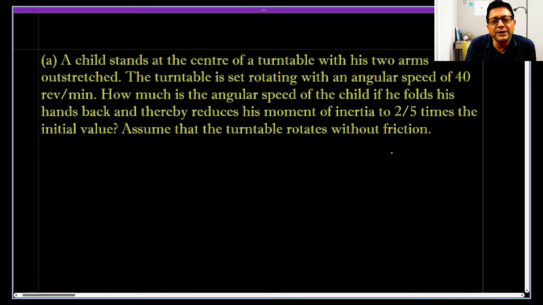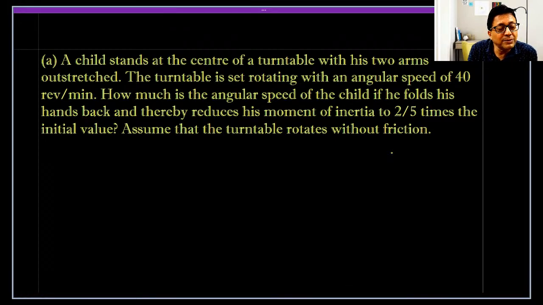hands back and thereby reduces moment of inertia, because when he stretches the hands, then it is mass into distance square. Moment of inertia definition you know. So mass into distance square increases. I increases. But if he folds his hands, then masses are not spread out from the axis of rotation, so it will be reduced. So how do you solve that case?